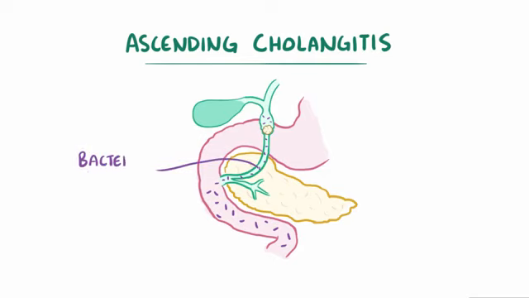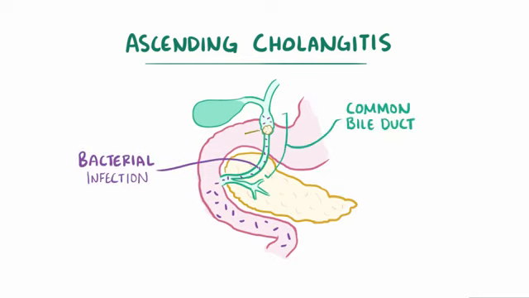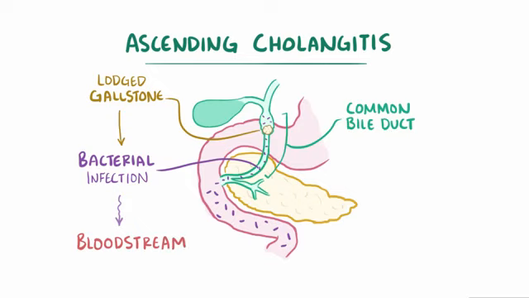Alright, as a quick recap, ascending cholangitis is a bacterial infection of the common bile duct, most often caused by a gallstone lodged in the bile ducts, which allows bacteria to infect the ducts and potentially gain access to the bloodstream.